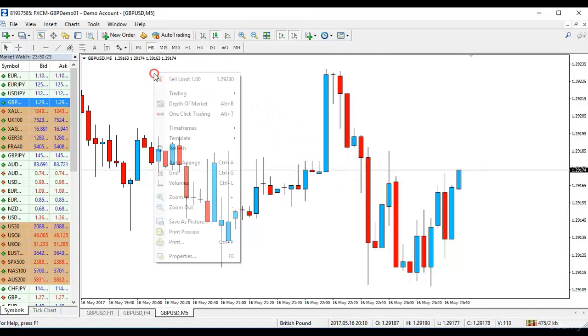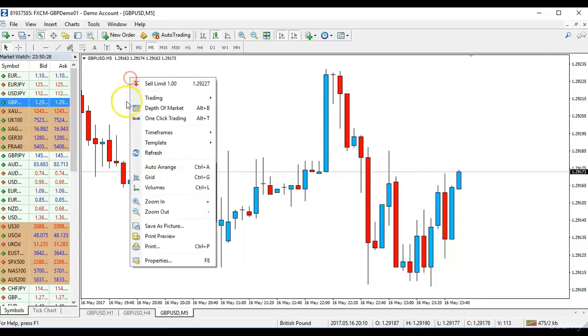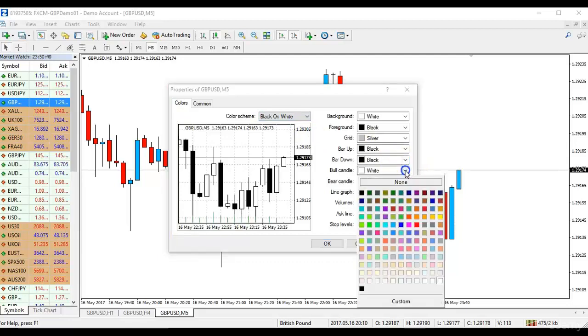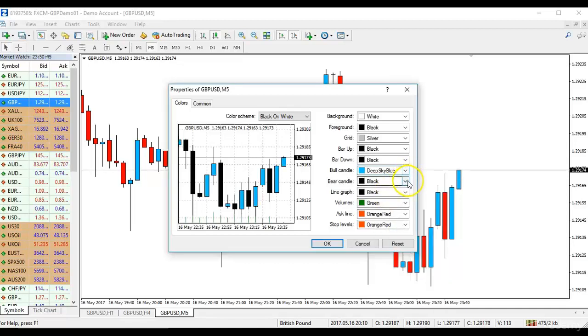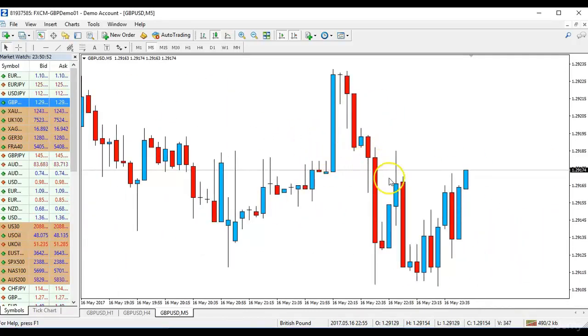Now if you want to color and actually create your chart, what you do is you right click, you click on properties, and then you can choose what your color scheme is. So let's say what I do here is I choose black on white. Then you can choose the color of your candles. I tend to choose blue going up and the down going red. Okay, and that's basically how I set up my candles.